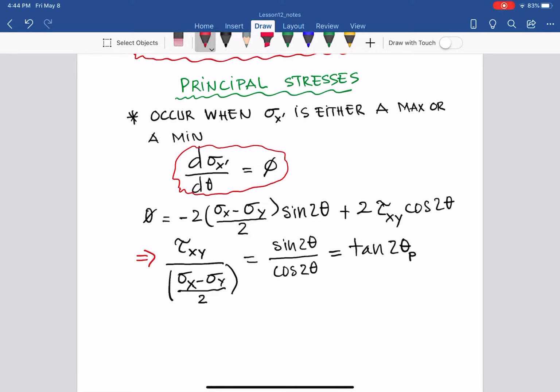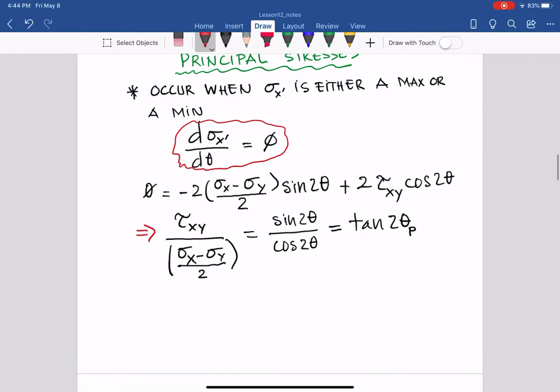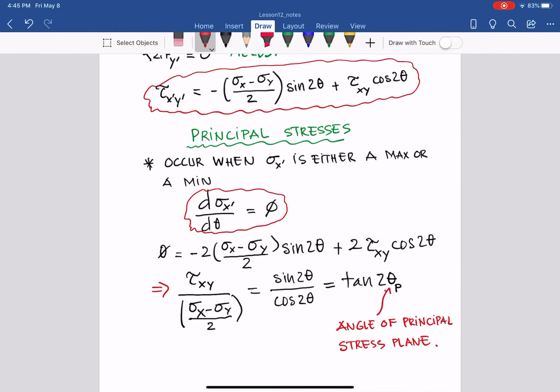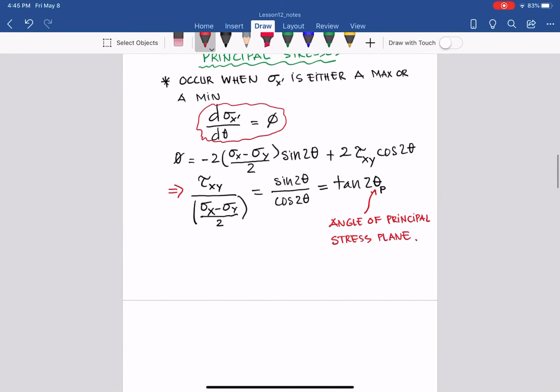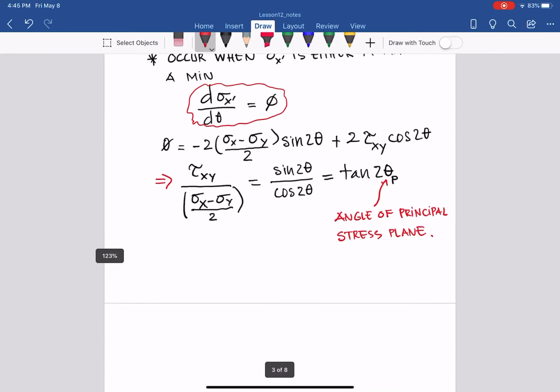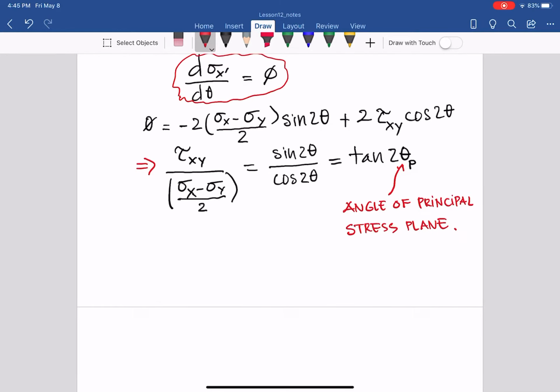So what that basically is, is the angle of the principal stress plane. Okay, so that theta p stands for the angle of the principal stress plane. With that, we can draw, since tangent is opposite divided by adjacent, tau xy over sigma x minus sigma y over 2.